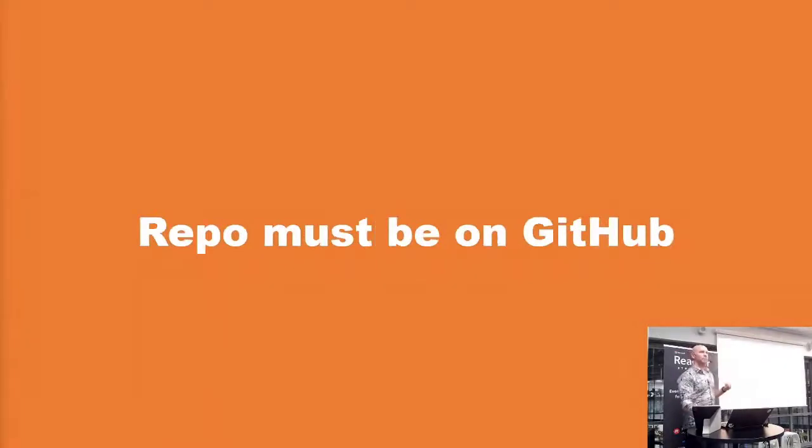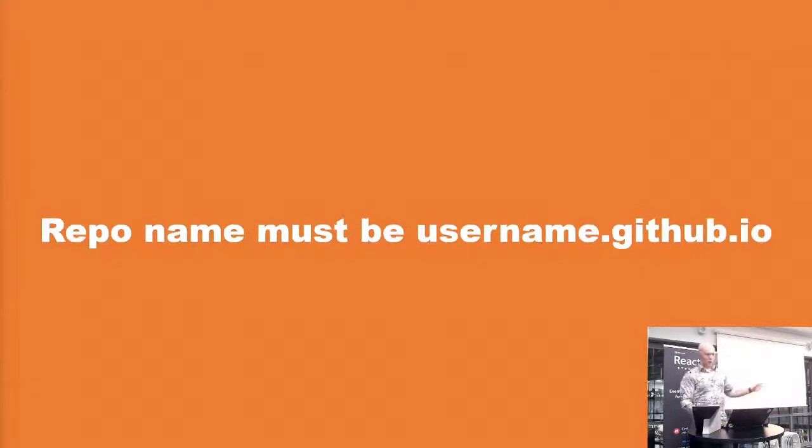Repo must be on GitHub? No, it's DevOps, so I can host it wherever I want. Repo name must be? No, doesn't matter. No customization of the Jekyll pipeline? Doesn't apply, because I'm using my own Docker containers. I can just do another image with all the plugins that I want for Jekyll to do whatever magic stuff I want with my code, so that's not a problem.